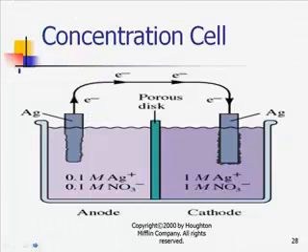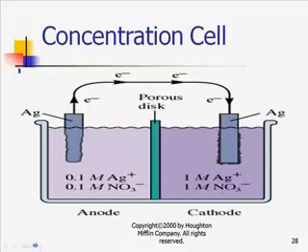Okay, so here's an example of one. So I have, in this case, a more dilute solution in the anode compartment, and a more concentrated one that becomes the cathode. Now, why do we have these designations? Well, how can this reaction occur to equalize these concentrations in the two half cells?